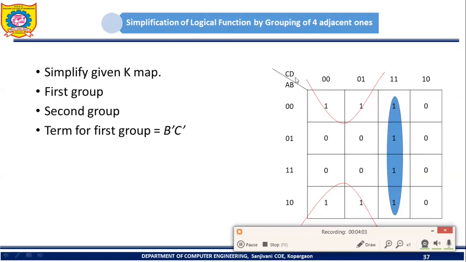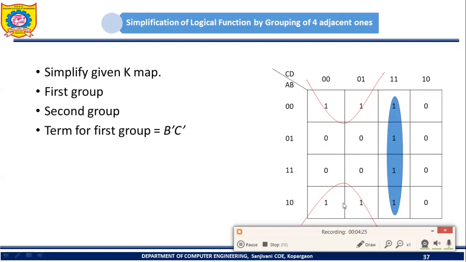Then let us see about variable C and D. What is value of C and D for this particular group? So see, value of C, here it is 0, here it is 0. So C is constant and C is 0. So that's why here I should consider C prime. Okay, what about D? So D is changing. Here D is 0, here it is 1. So D is changing for this particular group. So that's why I should discard the D.